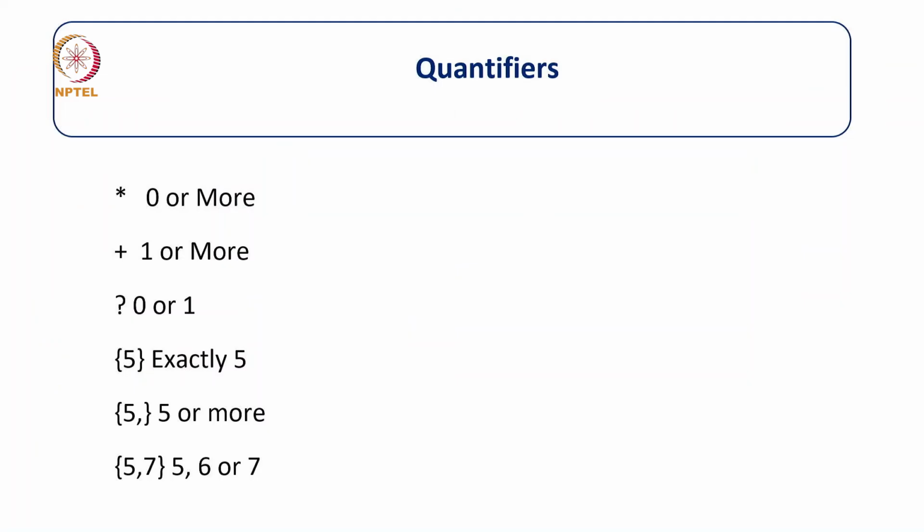Then we have some quantifiers also. What are these quantifiers? The star signifies 0 or more occurrences. Plus means one or more. Question mark means 0 or 1. Then we have this kind of quantifier, which represents exactly 5.